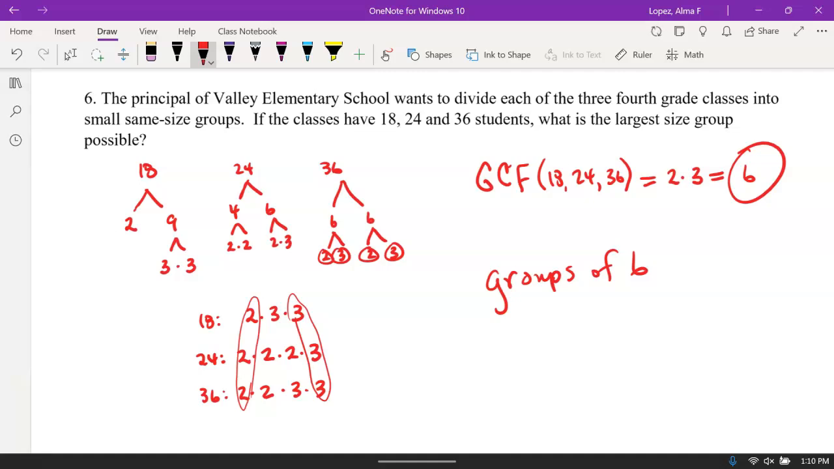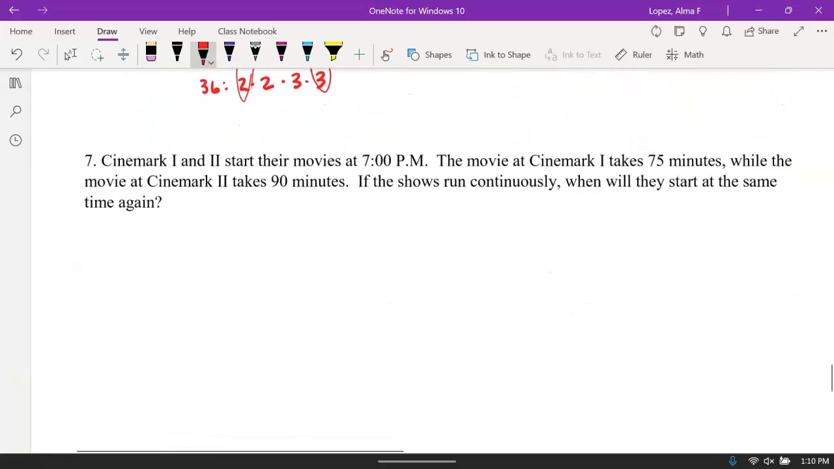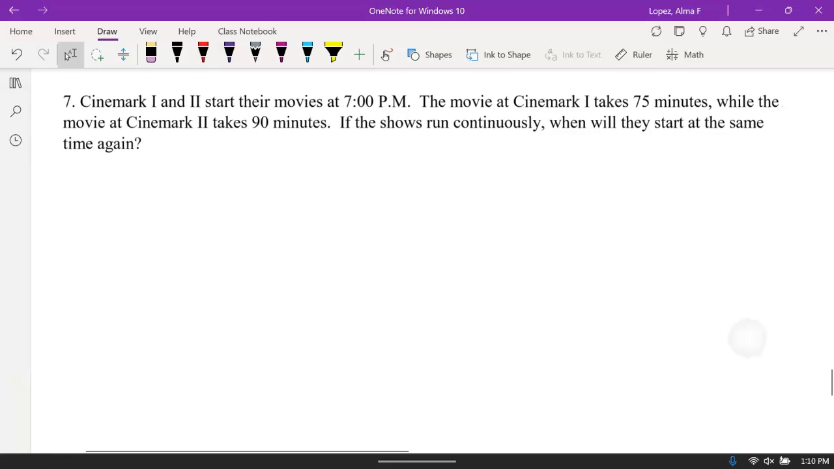And finally, number 7. Cinemark 1 and 2 start their movies at 7 p.m. A movie at Cinemark 1 takes 75 minutes, while a movie at Cinemark 2 takes 90 minutes. If the shows run continuously, when do they have one that starts at the same time?